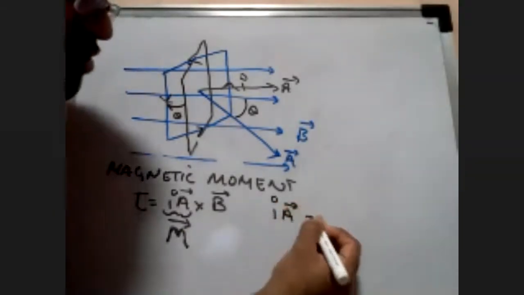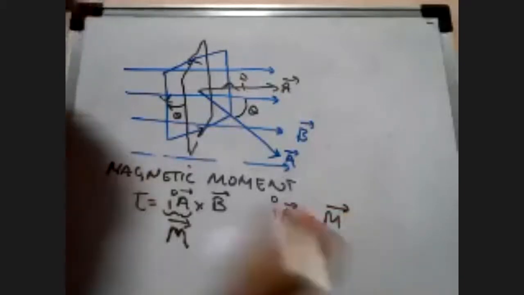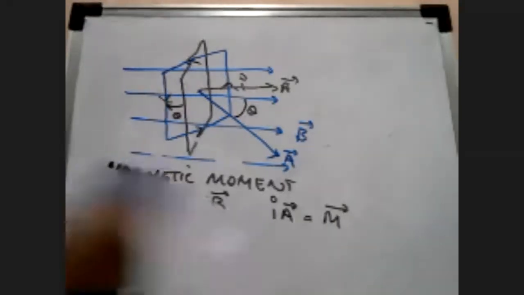Please don't forget to mention that the vector sign is basically equal to magnetic moment. Magnetic moment is a combination of the current and the area vector. So how do we define the direction of the magnetic moment? If it is a direction, of course, how will we define it?